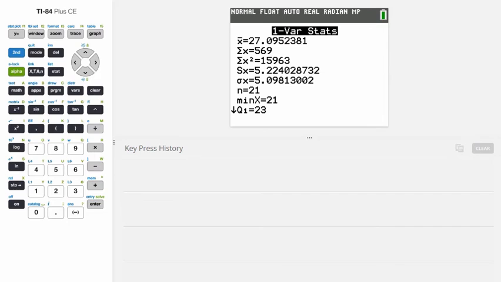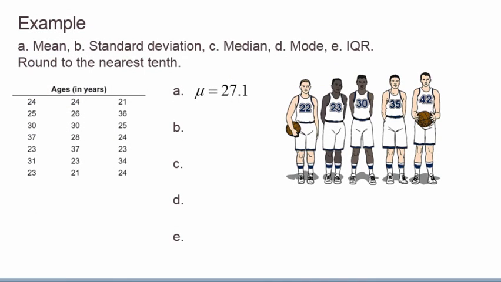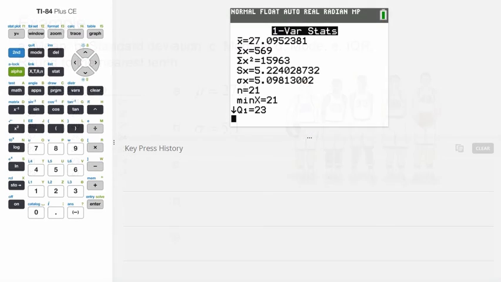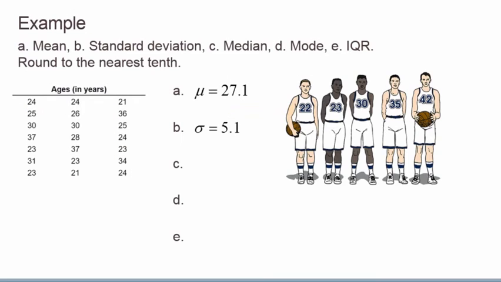And since we're looking for the population standard deviation, we want to use sigma equals 5.098, which rounds to 5.1. So we have sigma equals 5.1. Next, we want to find the median. We want to arrow down until we see MED, which is 25. For this section, eta, which looks like an N, represents the median, and it equals 25.